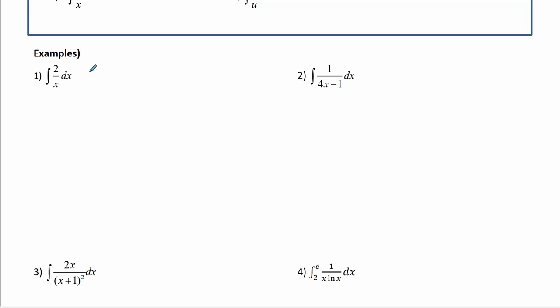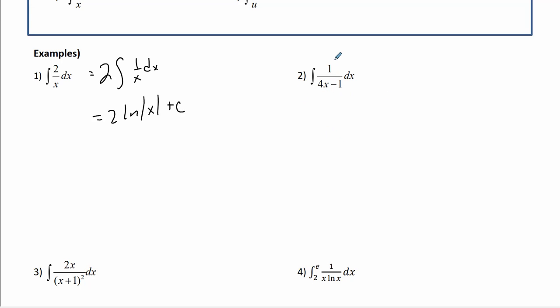All right, this one here. So this can be rewritten as 2 times the integral of 1 over x dx. So if I integrate that, that's 2 times the natural log of the absolute value of x plus some c there. Alrighty.